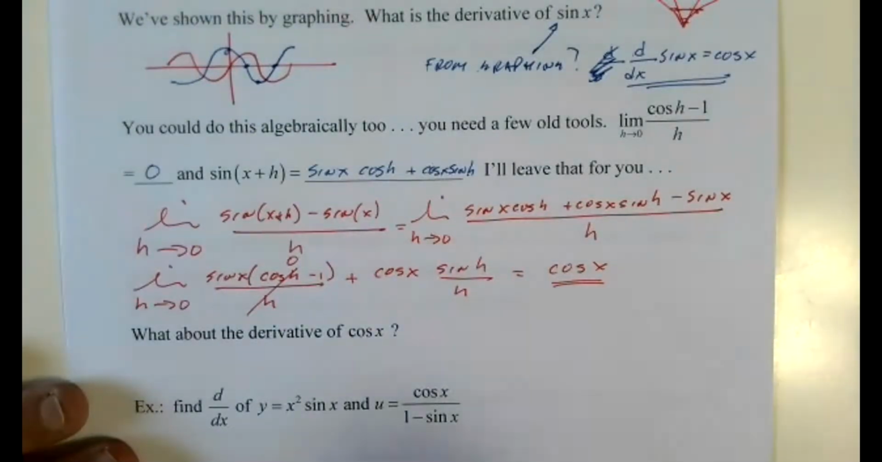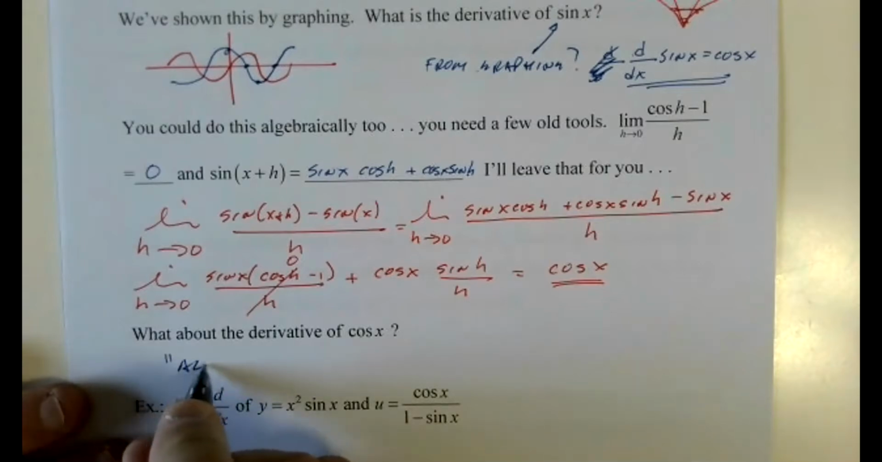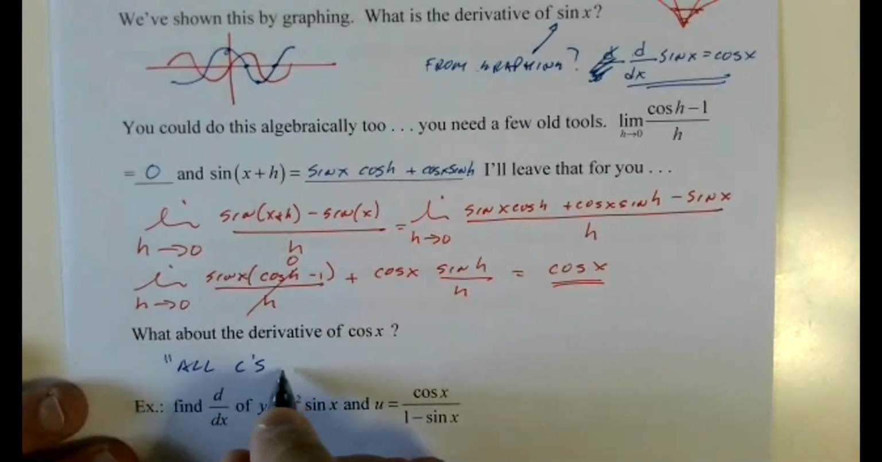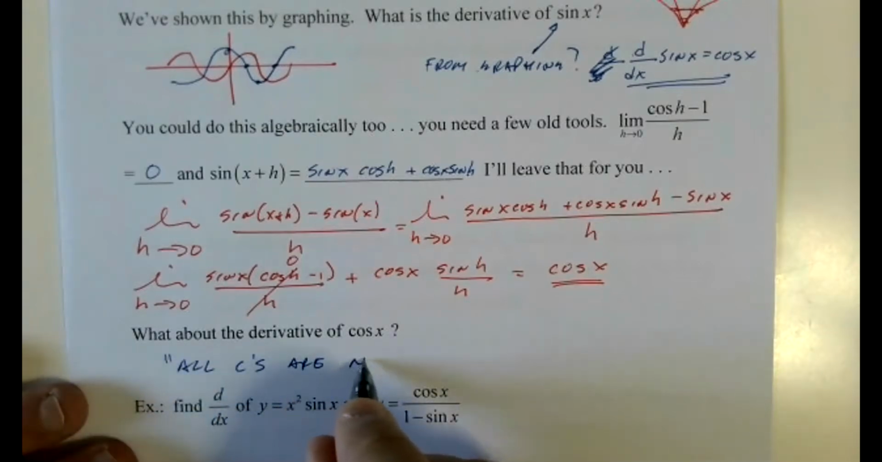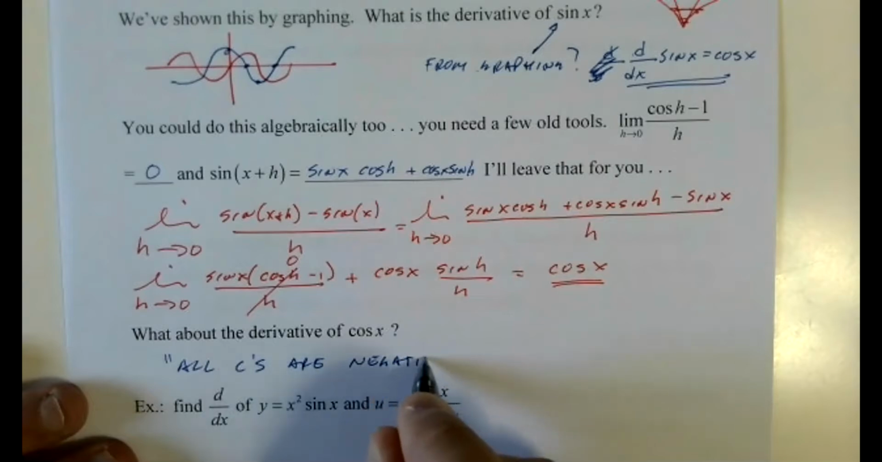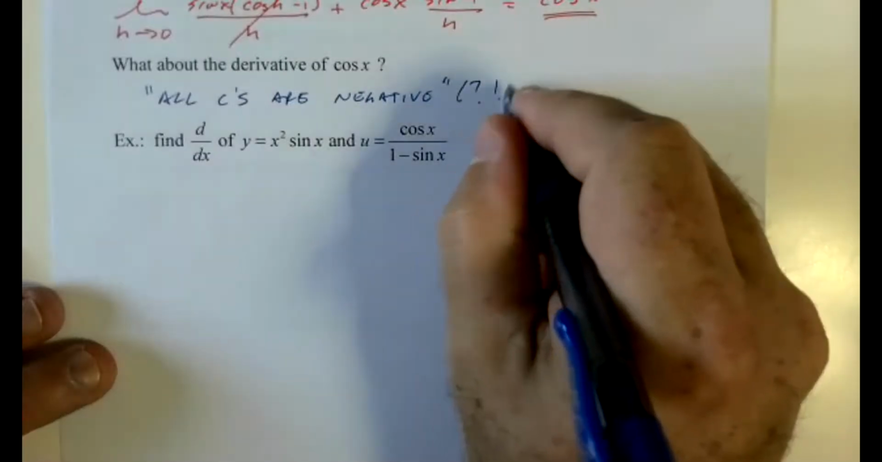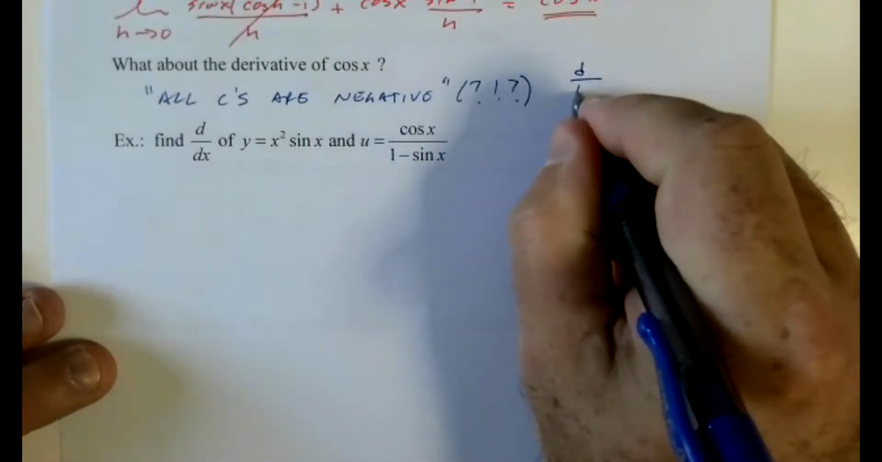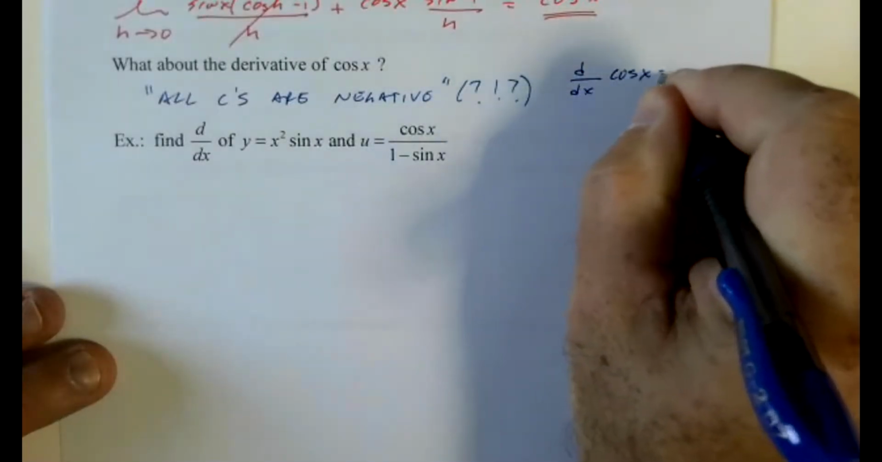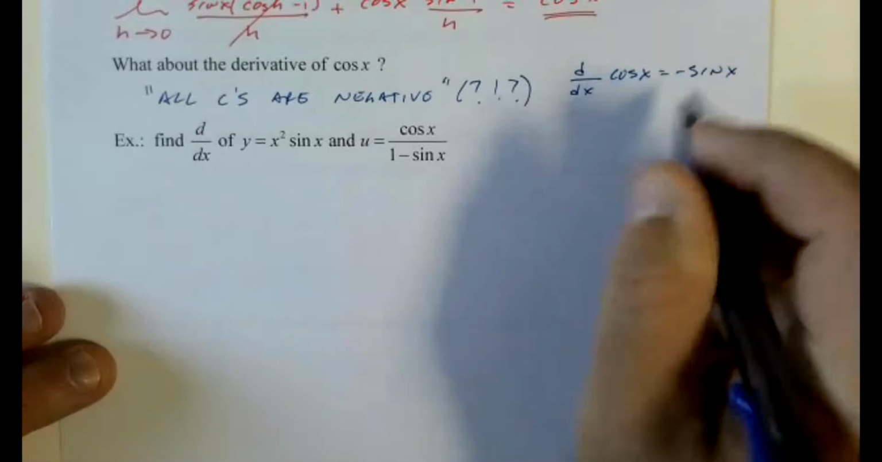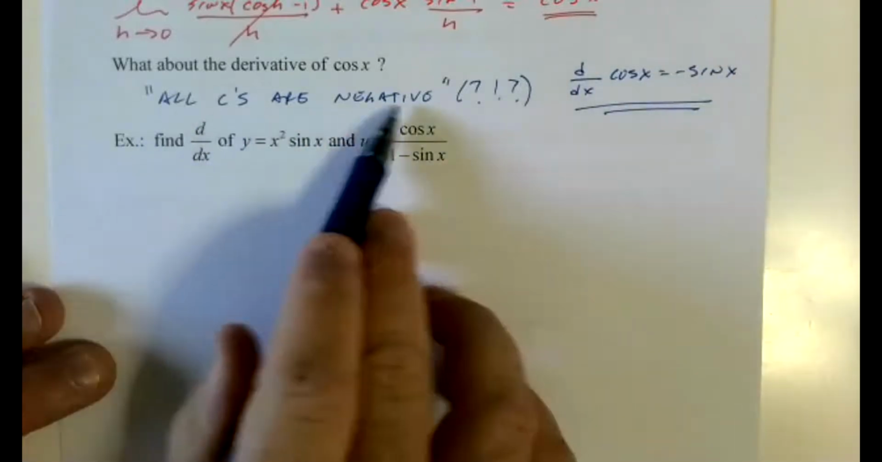All right, what about cosine of x? Well, here's something to remember. All c's are negative. At which point you're probably like, I beg your pardon? Well, d/dx of cosine of x is negative sine of x. More on this in a little bit.